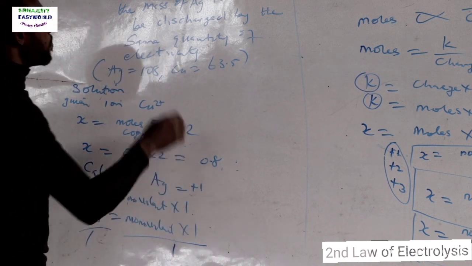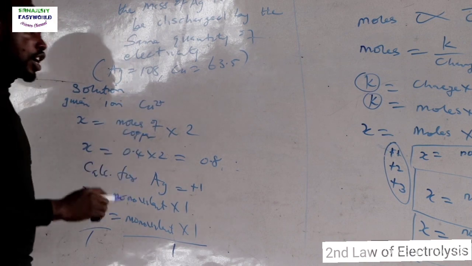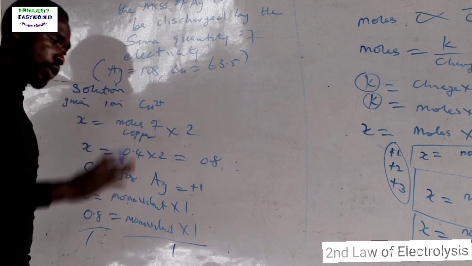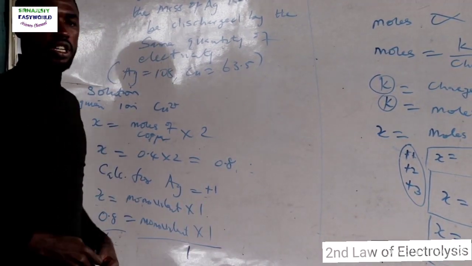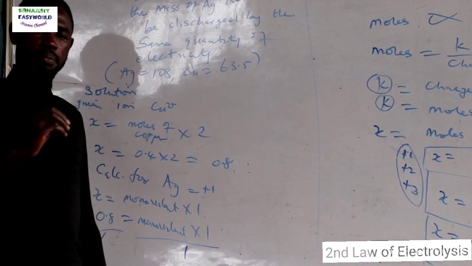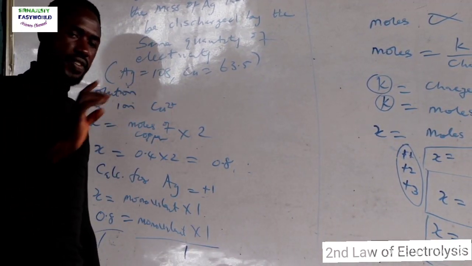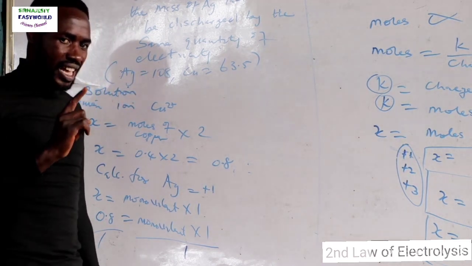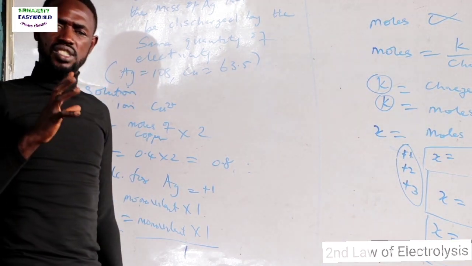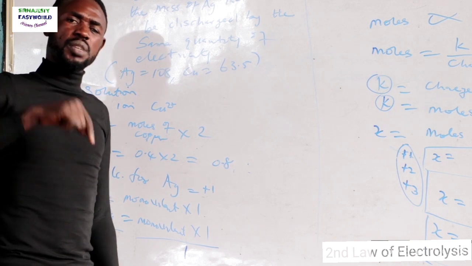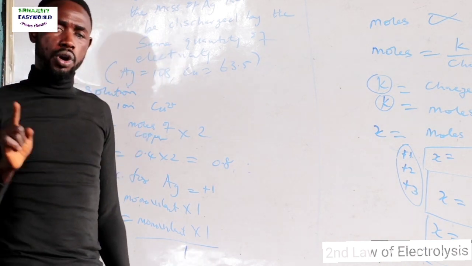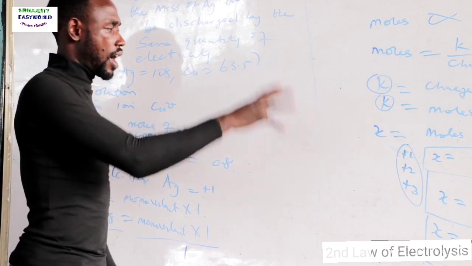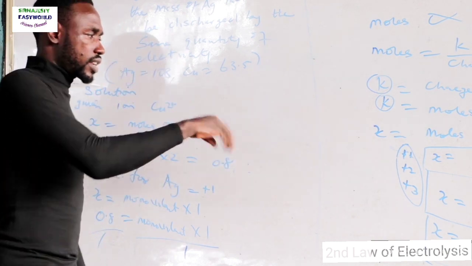But the question says the mass, calculate the mass. Remember, in this law, you are working with moles and not mass. You must move from mole to mass. The law did not say that the mass of the element discharged is inversely proportional to the charge. No, it says that the number of moles of the elements discharged is inversely proportional. So if they give you mass, convert that mass to mole and then use it to obey the law I've taught you. Bring in your X factor.